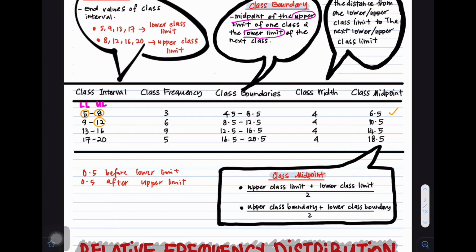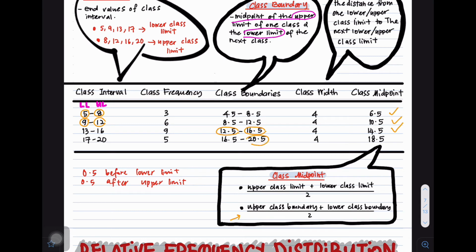Upper class plus lower class, 12 plus 9 is 21. 21 divided by 2 is 10.5. Or you can use this formula, upper class boundary plus lower class boundary divided by 2. So your upper class boundary, let's say for this one is 16.5 plus 12.5, so you have 29. So 29 divided by 2, you get the midpoint as 14.5.